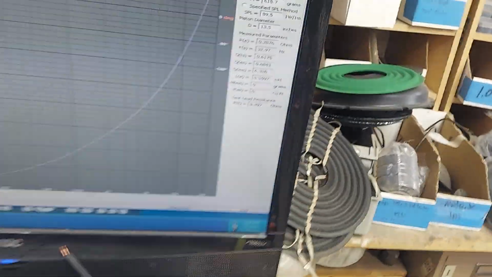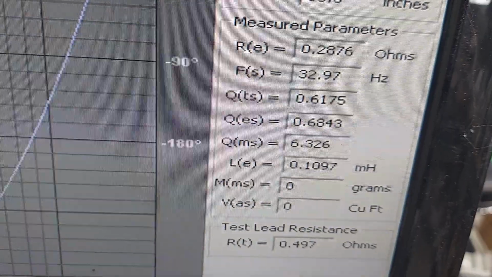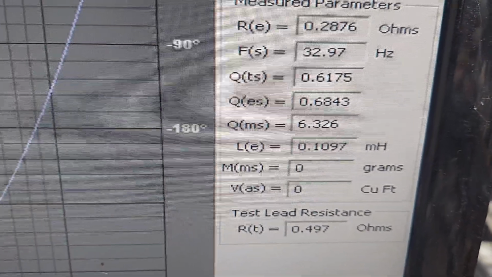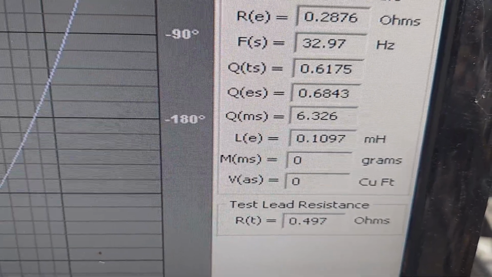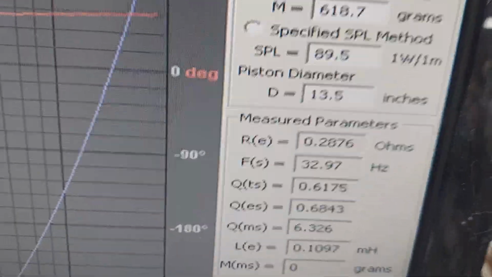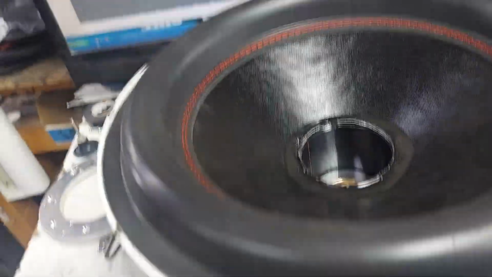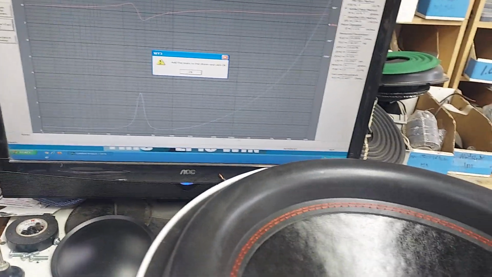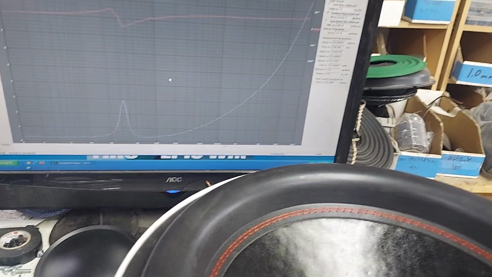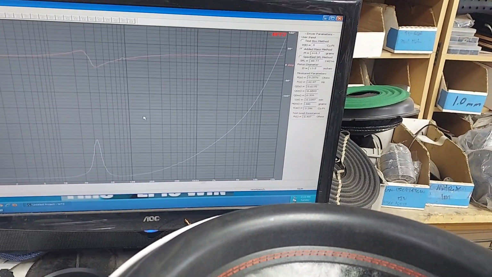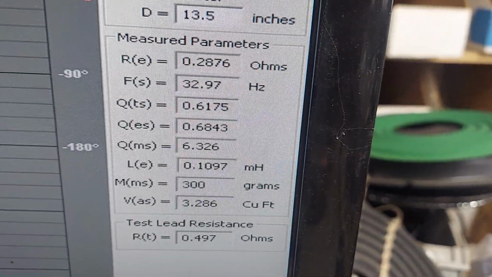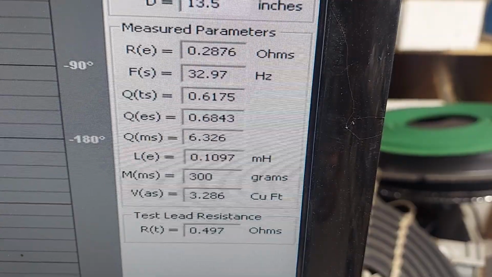All right, so we got an FS. The RE, of course, is 0.28 ohms. Sorry, not sorry. Let's see, what is the sensitivity? Sensitivity is 89. Actually, that's off. Usually it has to have the mass on first. Okay, there we go. Yeah, so 88.7. And the VAS is 3.28.